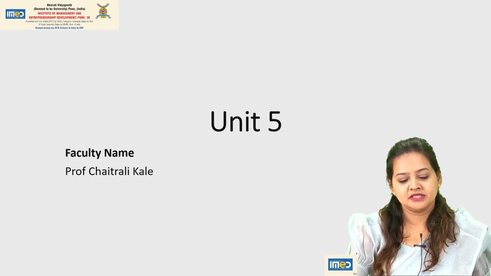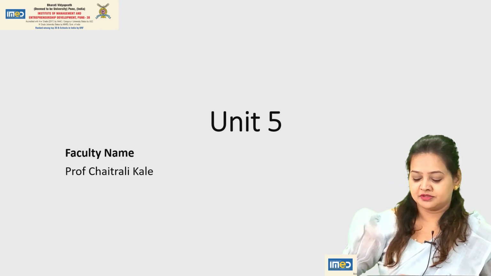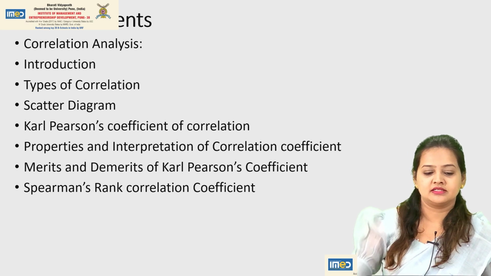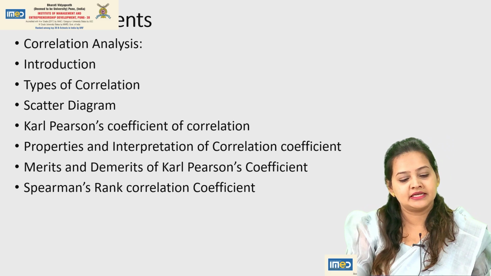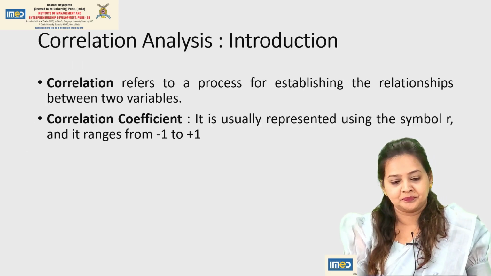So today we'll be starting with Unit 5, which is based on correlation analysis. Let us look at the list of contents, that is, the index. First we will be talking about correlation analysis: the introduction, types of correlation, scatter diagram, Karl Pearson's coefficient of correlation, properties and interpretation of the correlation coefficient, merits and demerits of Karl Pearson's coefficient, and Spearman's rank correlation coefficient.